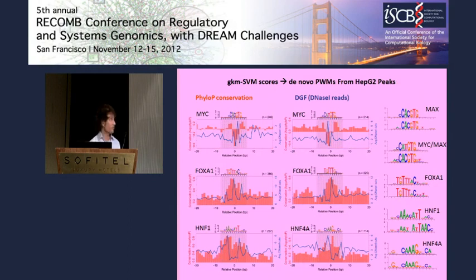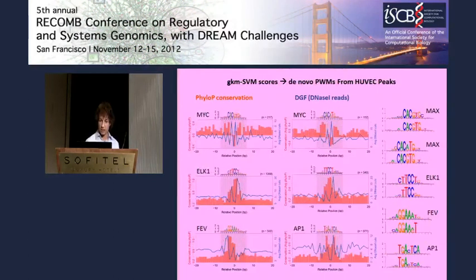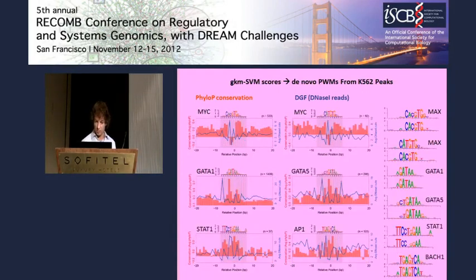These are the peaks from the HepG2 cell line, and he finds FOXA1 and HNF4 alpha as cofactors. And in the HUVEC cell lines, ALK1 and AP1 and FEV are predicted to be cofactors, and GATA in the K562 peak. So in all the cases, these sequence features show enhanced DNase hypersensitivity and conservation.